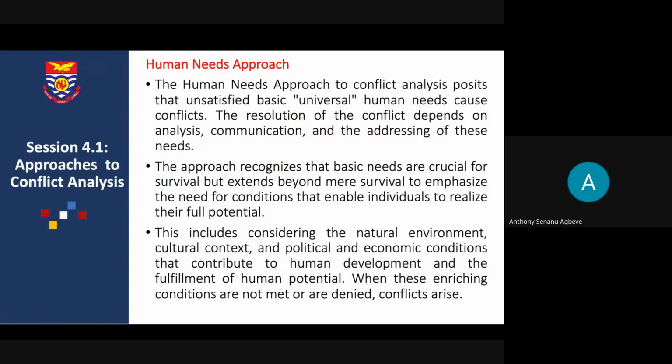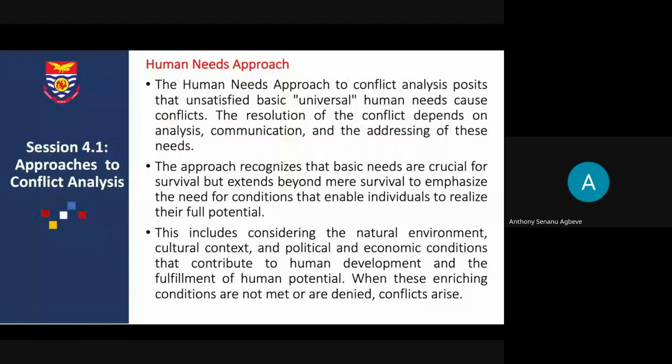So for such a conflict, if you want to analyze it as an expert, maybe one of the suitable approaches that will be useful for you is a humanist approach, to understand the needs of the people, right? And how the lack of it may create chaos and all that. So you look at the natural environment, the cultural context.